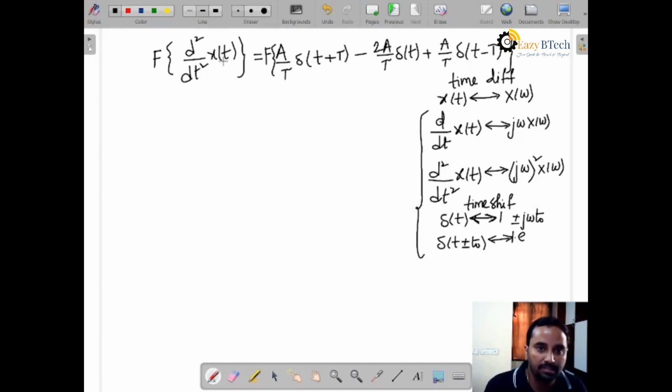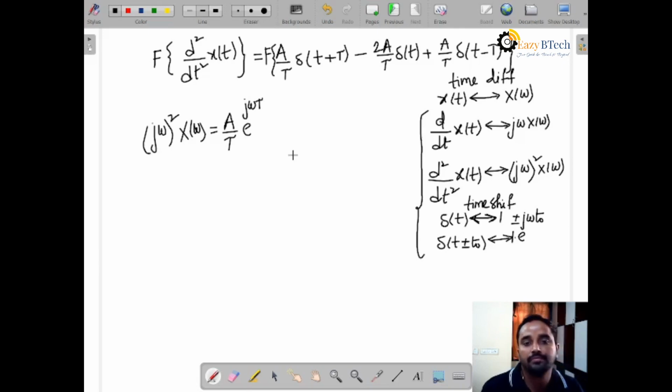So now the LHS, d square by dt square of x of t, its Fourier transform will become j omega square X of omega. This is equal to a by tau del of t plus tau. Here the time shifting property comes in: a by tau e to the power plus j omega tau, right. Minus 2a by tau del of t, whose Fourier transform is 1, so minus 2a by tau. Plus a by tau del of t minus tau, so a by tau e to the power minus j omega tau. Now we are going to do a simplification.